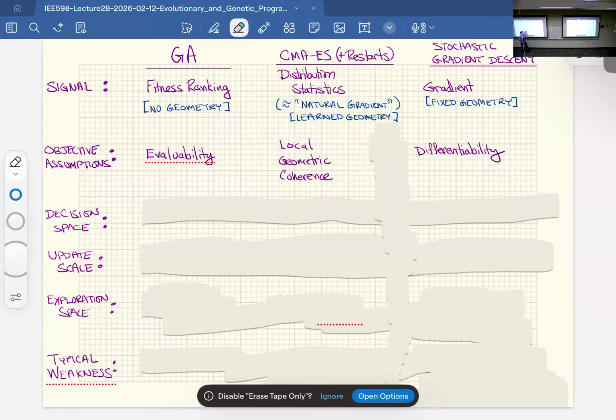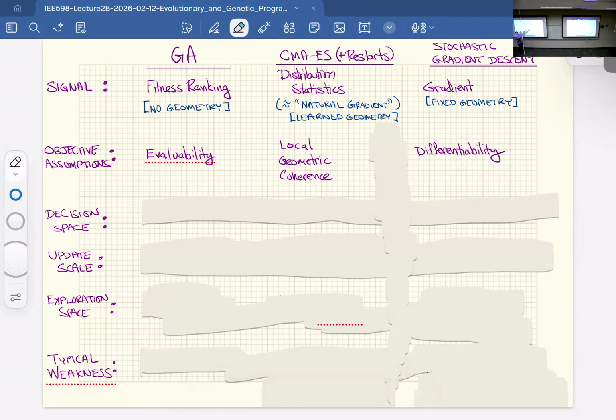Okay. All right, so the objective assumptions differ very much. In the GA, all you need to be able to do is to evaluate the fitness function. So evaluability, that's the only assumption you have. And it doesn't have to be mathematical. It could be a simulation, it could be a real world experiment. It's just assuming that if you propose an experiment, you can do the experiment and get numbers back from it. That is the only assumption you make.